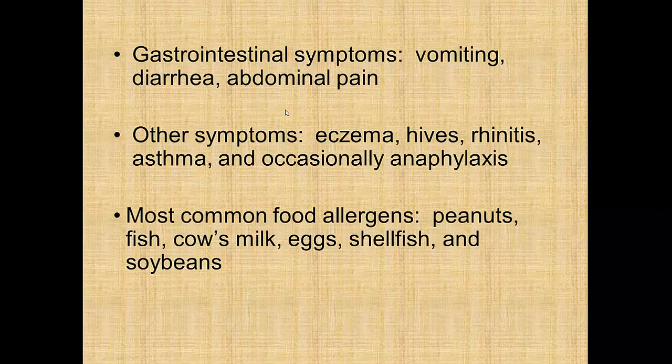Some of the symptoms here: vomiting, diarrhea, abdominal pain, could result in the rash on the skin, hives, rhinitis, asthma. Severe allergic reactions can result in anaphylaxis. I'm not sure why this is, but there are very common foods that will result in food allergies. So peanuts are kind of a classic example, fish, milk, specifically cow's milk, eggs, shellfish, soybeans, other ones like wheat, things like that can cause allergies more commonly than other types of food. But really almost any food could theoretically.